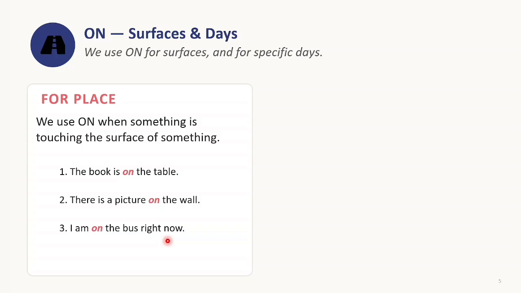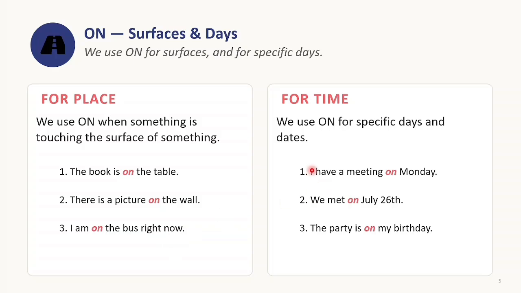So this was for place. Now this is for time. For time we use "on" for specific days and dates. So, I have a meeting on Monday. Especially for all the days we use "on," like on Monday, on Saturday, on Sunday, and so on.